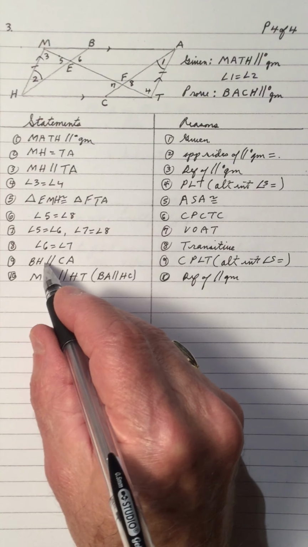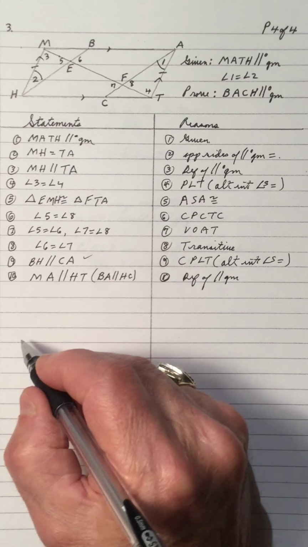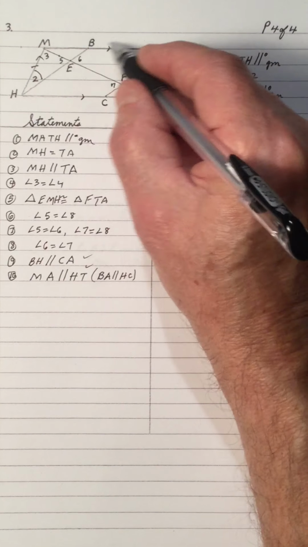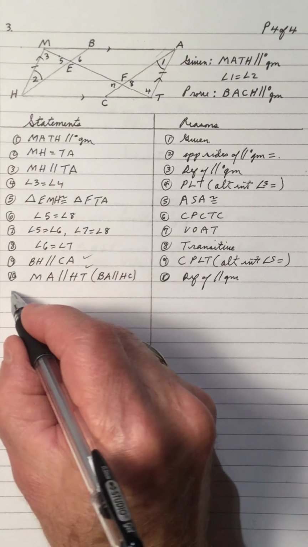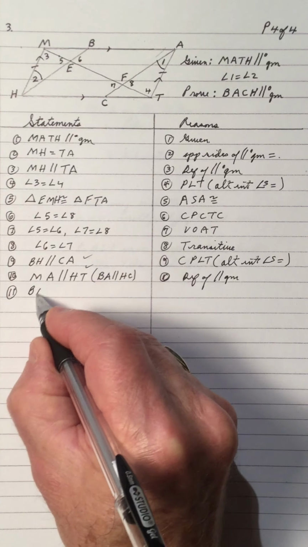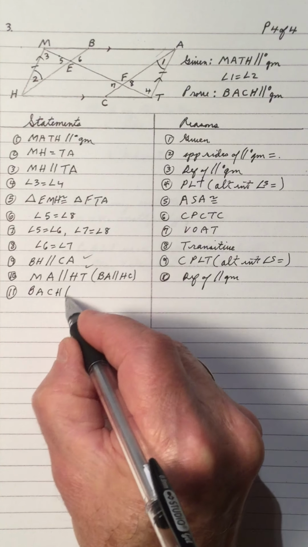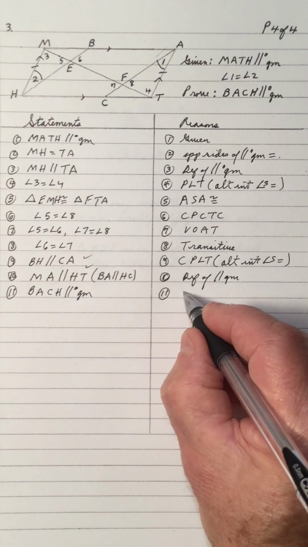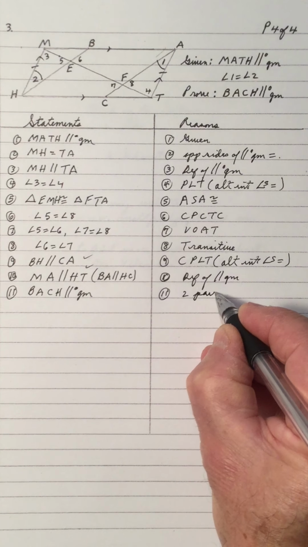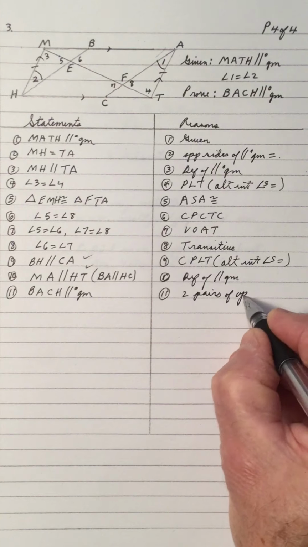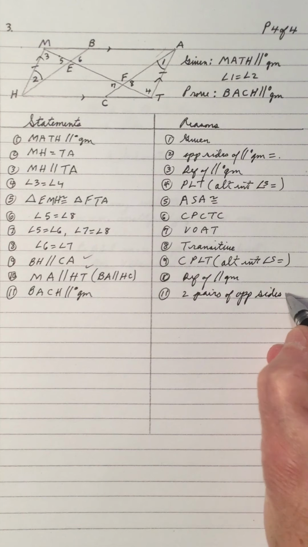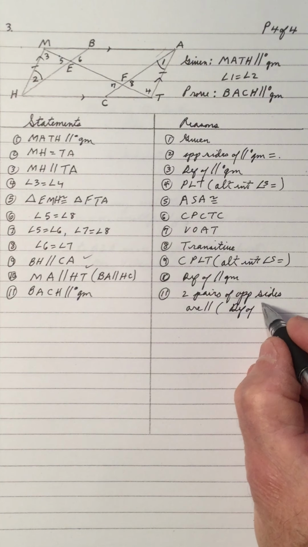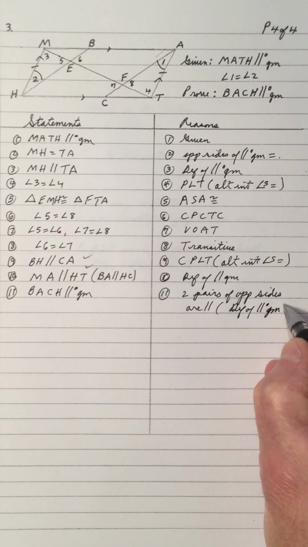So now I have BH is parallel to CA. I have BA parallel to HC, and that means that BACH is a parallelogram because of two pairs of opposite sides are parallel, or we could say definition of parallelogram, because a parallelogram has two pairs of opposite sides parallel.